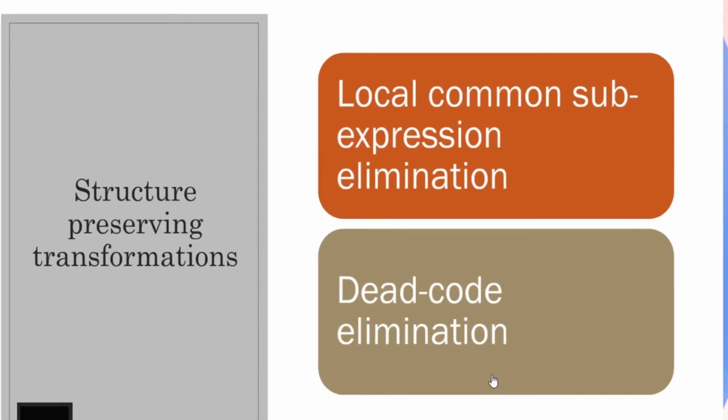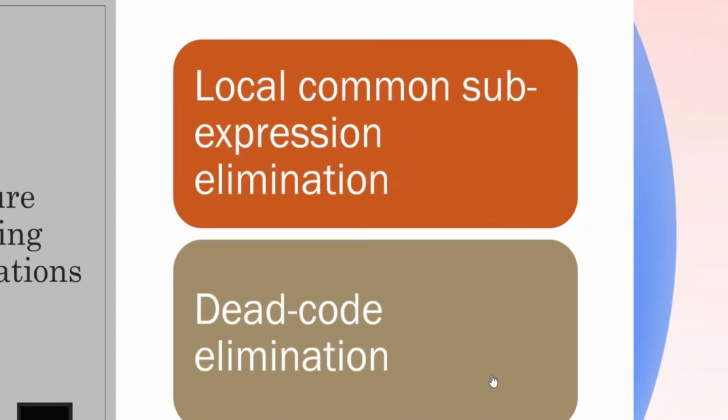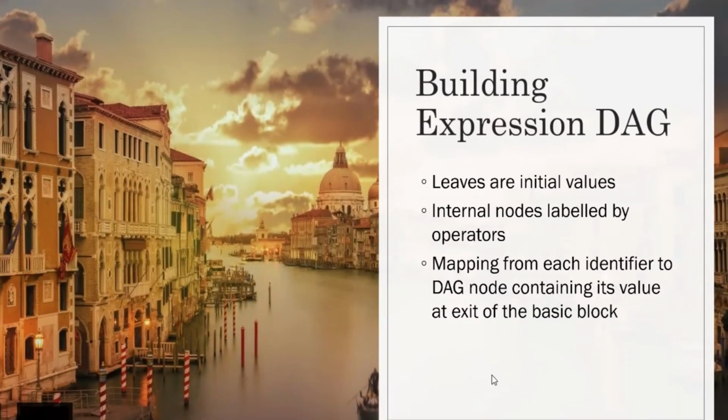Building expression DAGs. We have discussed what is meant by DAGs and how to build a DAG for an expression. We all know that in a DAG, the leaves will contain the initial values and the internal nodes are labeled by operators. The second label is a list of identifiers whose value is that node itself. So the mapping from each identifier to the DAG node will contain its value at exit of the basic block. This is how we build an expression with a DAG.